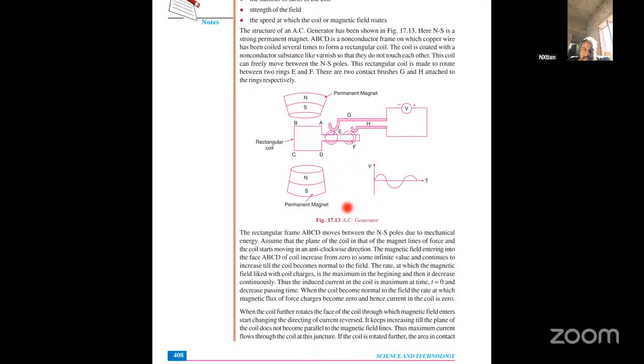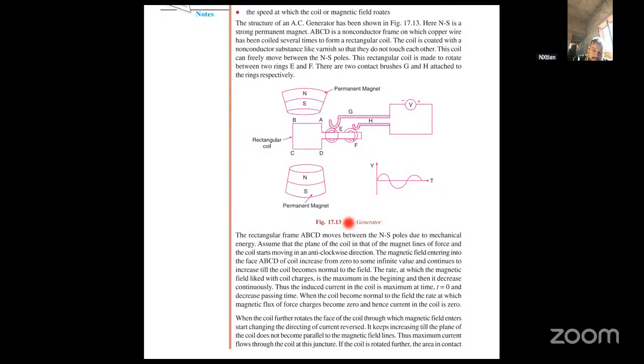He didn't come back. Yes. Then Jashan, please read this. Sir? Yeah, you read this, the structure of the AC generator.